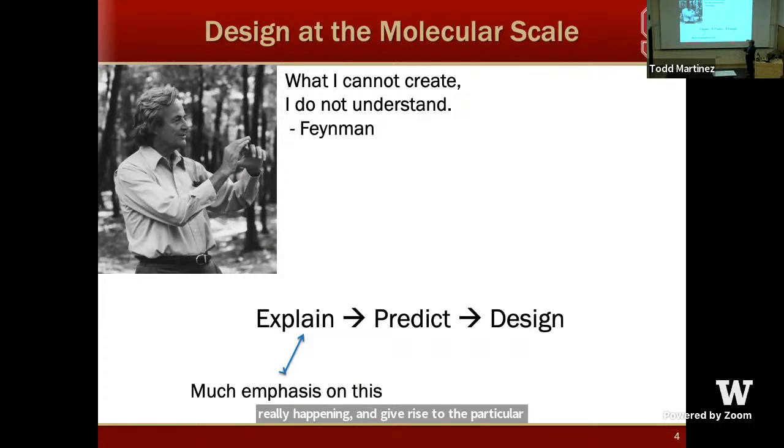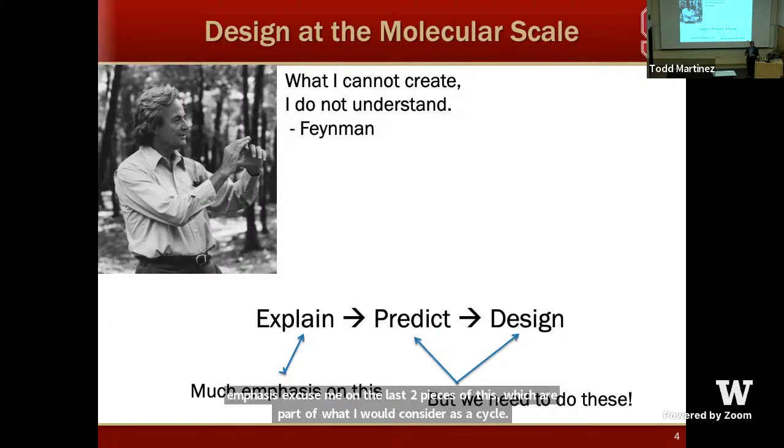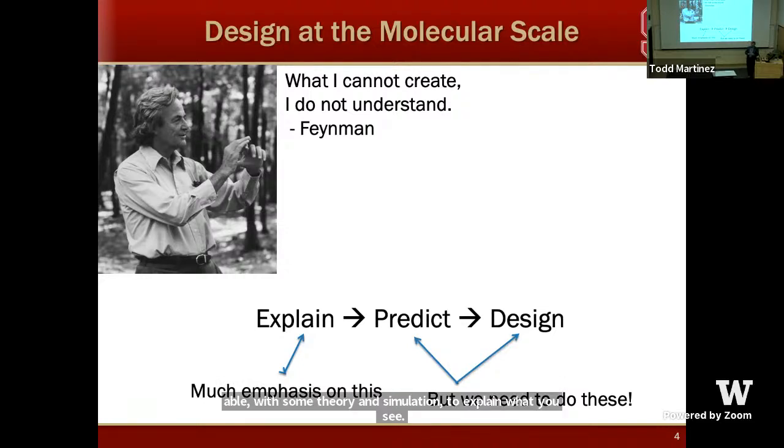But there's been a lot less prediction, a lot less emphasis, on the last two pieces of this, which are part of what I would consider as a cycle. The first part of the cycle is that you should be able, with some theory and simulation, to explain what you see. But the second is that if you actually can do that well, then you should be able to now begin predicting things. And predict here should mean predictions of things that you don't already know. So not confirmation, but prediction. And once you know how to do that, then you should be able to design things.